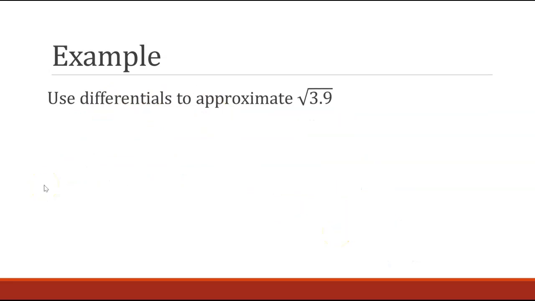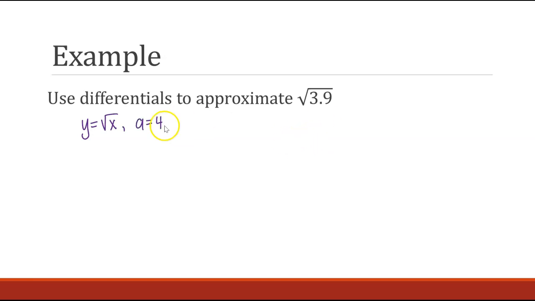Now, if any of that last example felt sort of familiar, it's because it should resemble the process of using differentials. So we're going to do that exact same problem as the previous one, using differentials. We're going to use differentials to approximate the square root of 3.9. So we still need the function. So the function that we're working with is the square root of x, and we still need that a value. And so the a value is still 4.